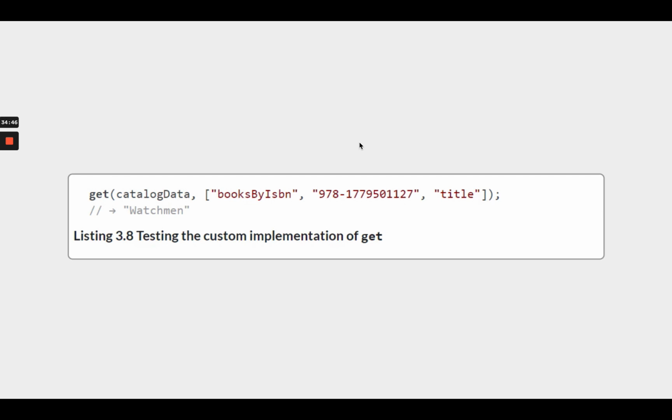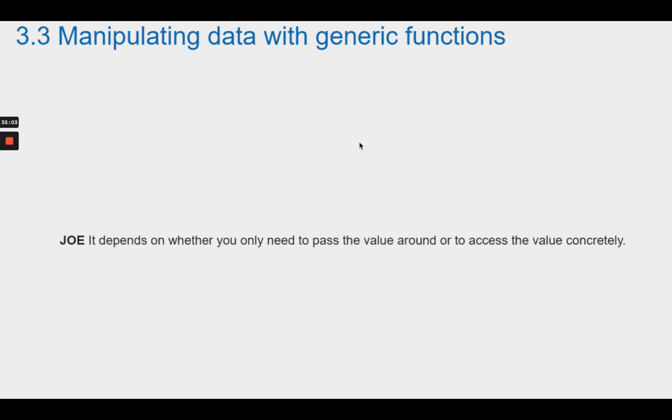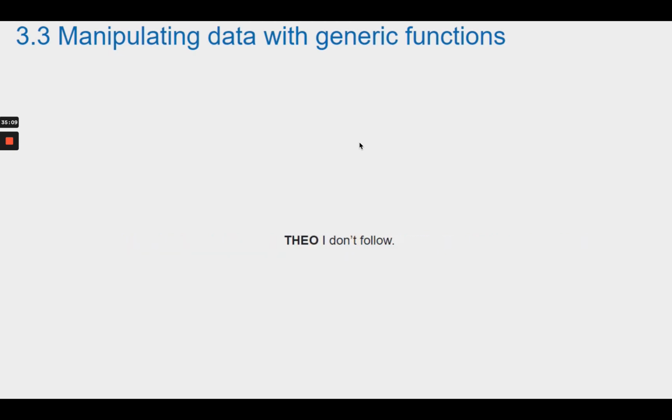After testing Theo's implementation of get, Joe compliments Theo. He's grateful that Theo is catching on so quickly. Joe: Well done. Theo: I wonder if a function like _.get works smoothly in a statically typed language like Java. Joe: It depends on whether you only need to pass the value around or to access the value concretely.